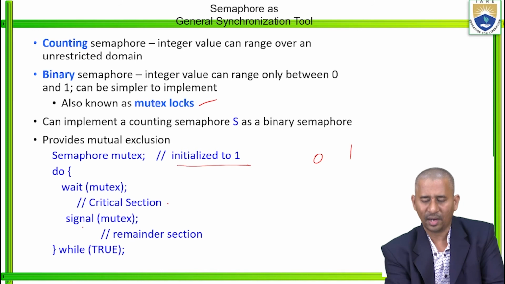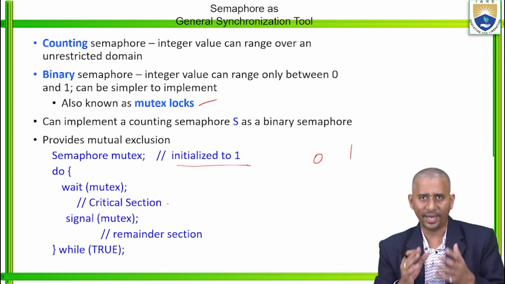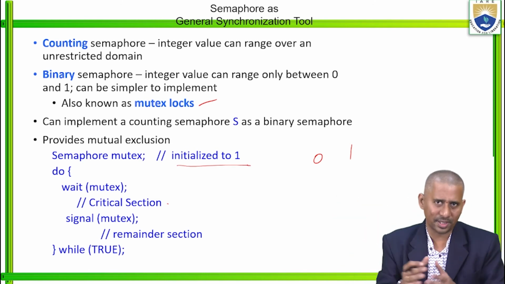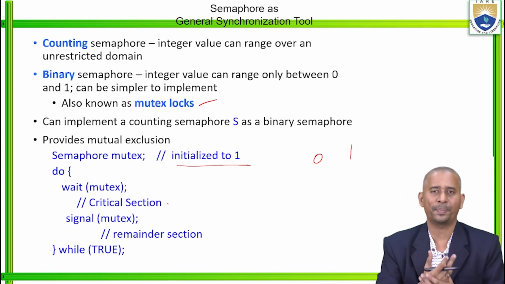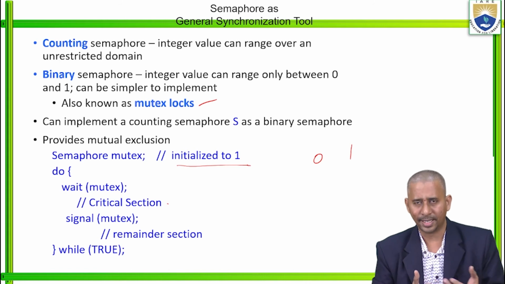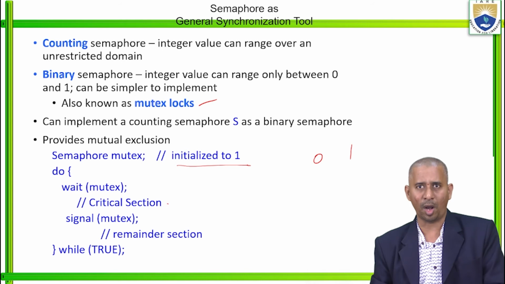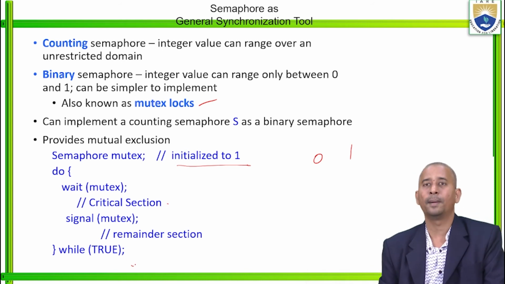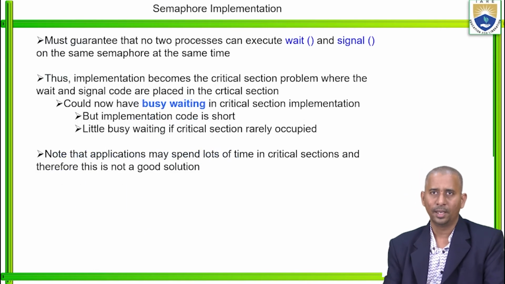Then signal of mutex. Let us take one particular process which waits for its critical section, right? Automatically that process enters into the waiting state, right? Once the processor can accept that process, then signal of mutex happens, and it accesses the critical section and can perform some operations. Finally, the remainder section, while true. So this is what we call a semaphore as a general synchronization tool.